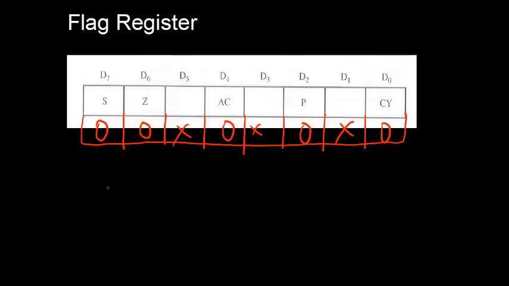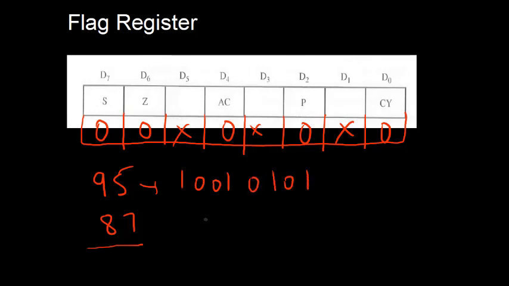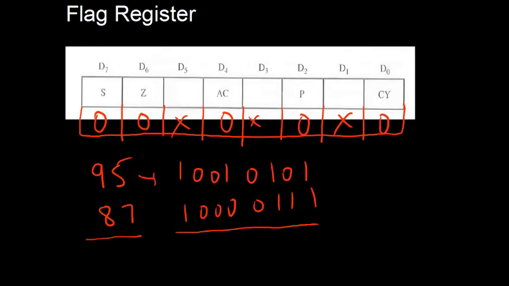Now suppose we want to add 2 numbers. Suppose one number is 95, and the other is 87. In the case of the 8085, we are using hexadecimal numbers. So 9 means 1001, 5 is 0101, then 8 is 1000, and 7 is 0111. We'll add these 2 numbers and let us see what flag status we get.